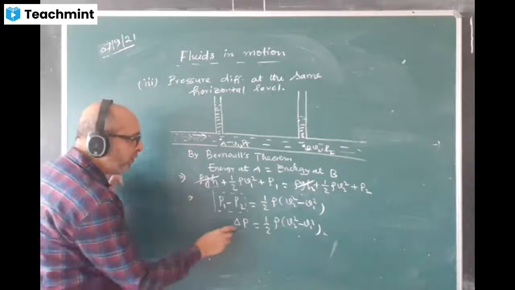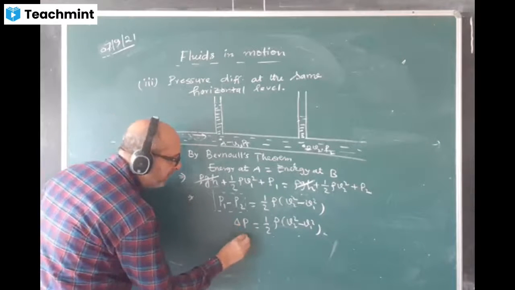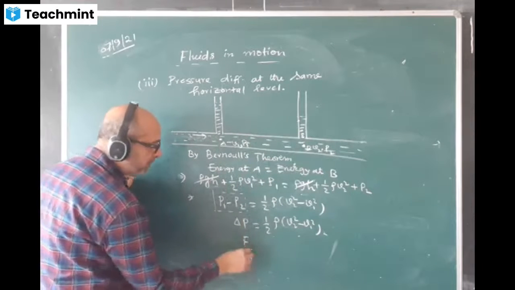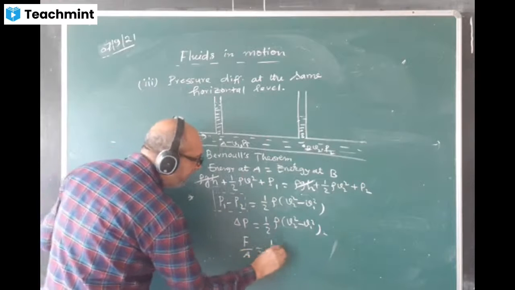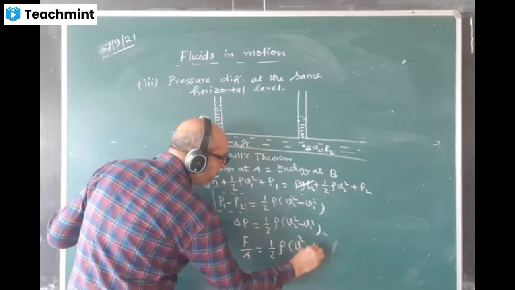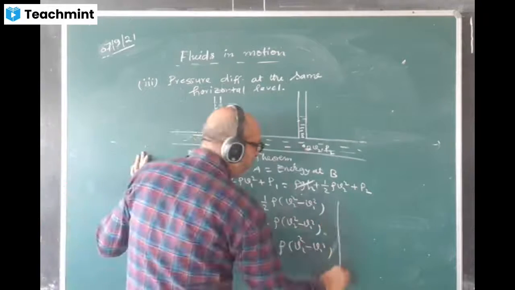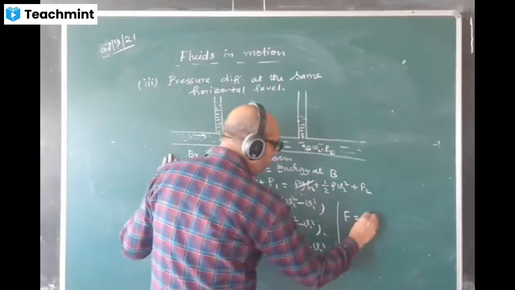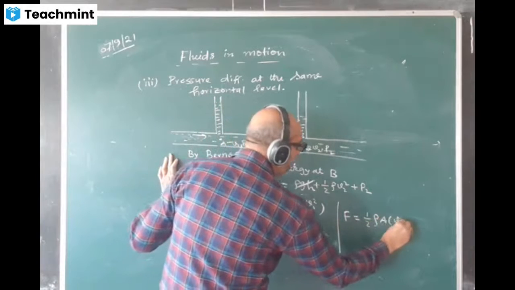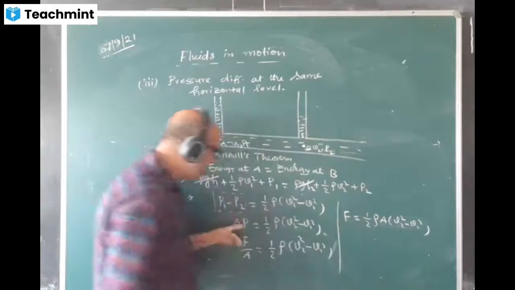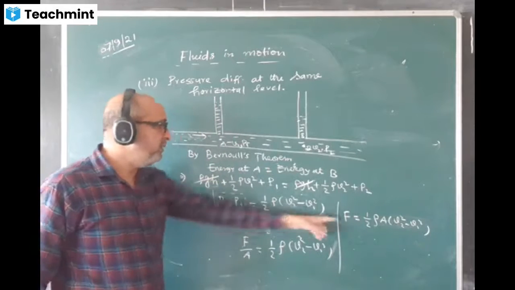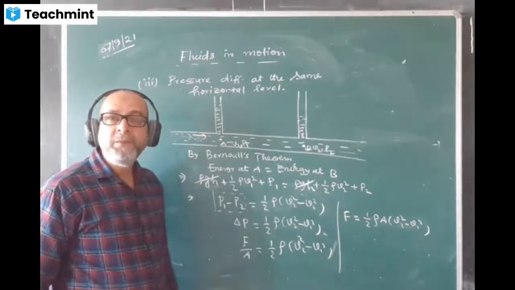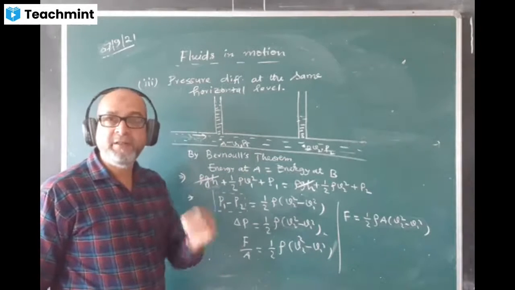So let us find the formula of the force of the pressure. Delta P formula is like force by area. If this is the area of the region where the force is acting, F by A is equal to half rho (V2 square minus V1 square). Therefore, the F value will come because of this pressure difference. The value of this will become half rho A (V2 square minus V1 square). This is the formula of pressure difference, and this is the formula of force between the high pressure zone and the low pressure zone. That force is known as force of drift.